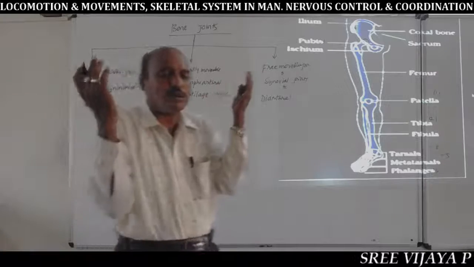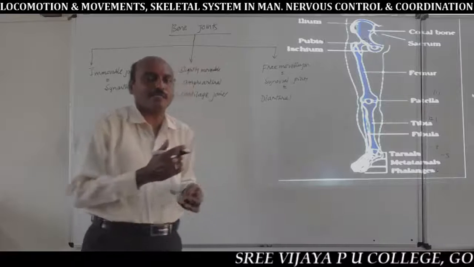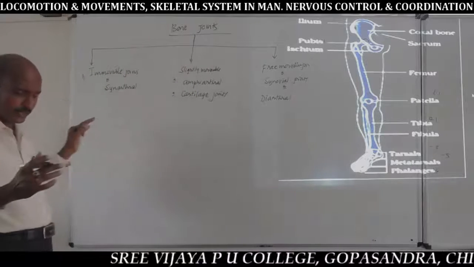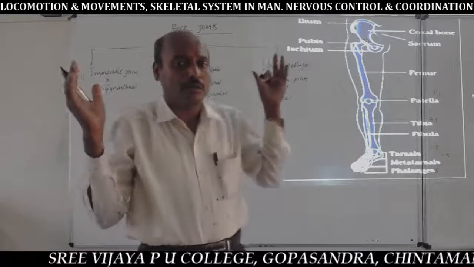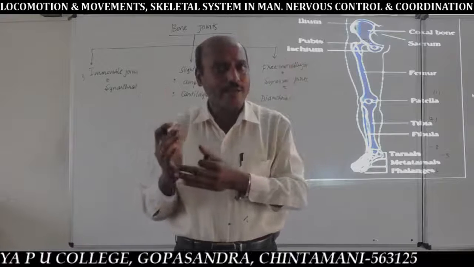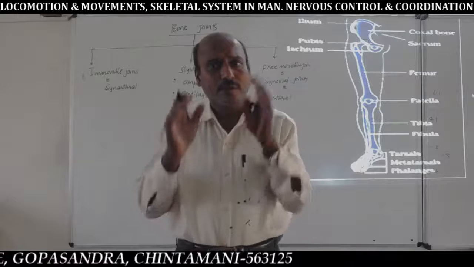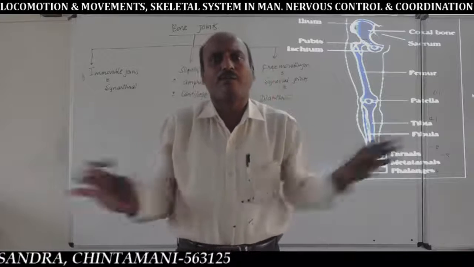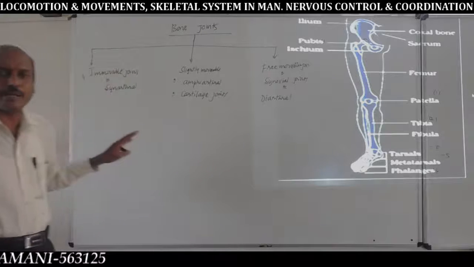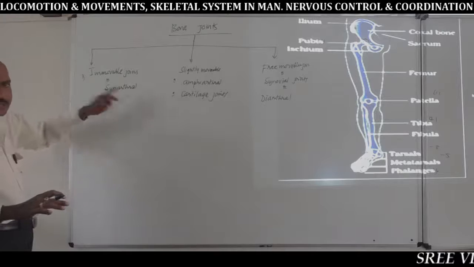Here, syn is nothing but completely fused. That's why it is called synarthral joints. In the immovable joints, the bones connected by such joints have completely stopped movement. No free movement at such joints. Nil movement. Such kind of joints are called immovable joints or synarthral joints.